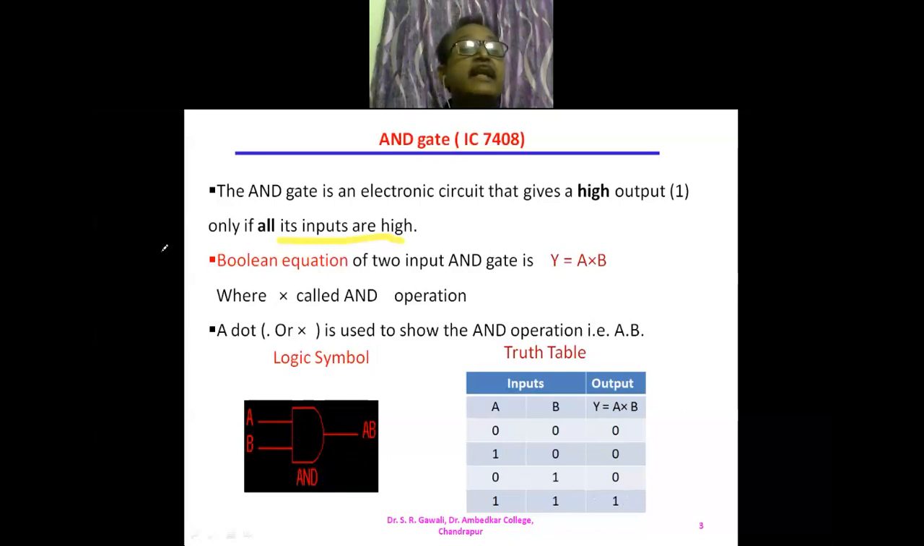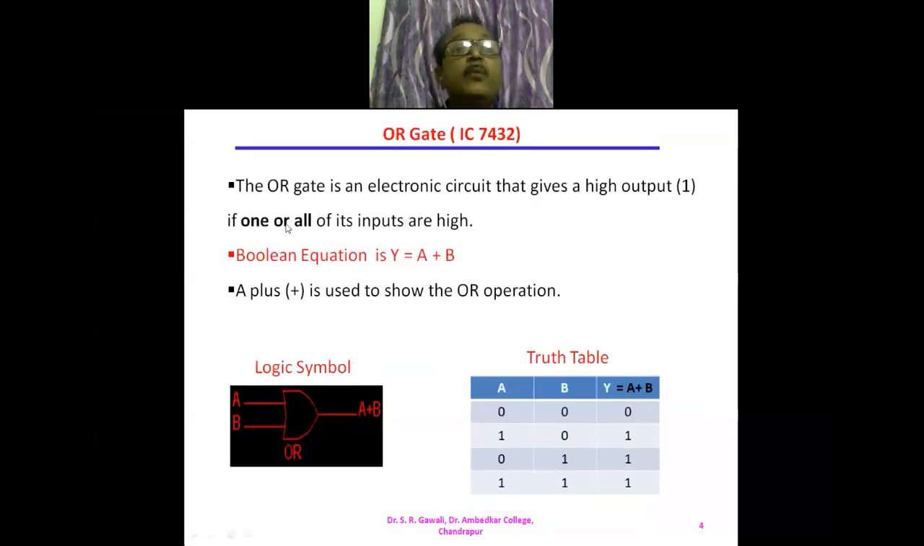Okay. Then the next gate is the OR gate. What is the OR gate? An OR gate is an electronic circuit that gives a high output if one or more inputs are high. The Boolean equation of the OR gate is Y is equal to A plus B. Here the plus sign indicates the OR operation.